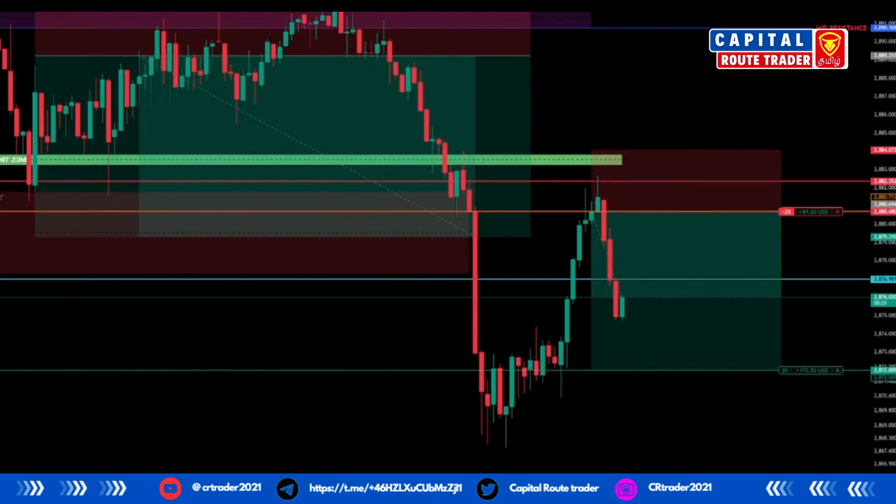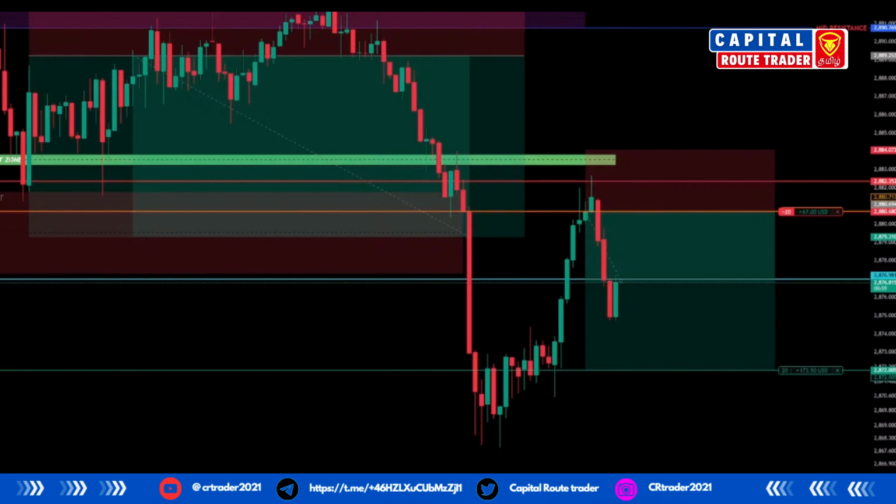Stop loss placement. Strategically positioned just above the recent swing high to minimize downside risk. Risk management. Risk to reward ratio. This trade followed a structured 1:3 risk to reward ratio, ensuring optimized risk allocation.